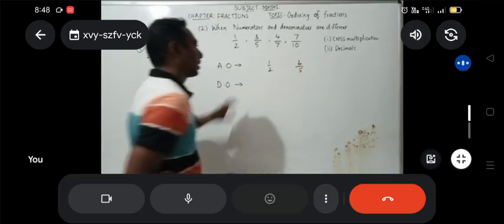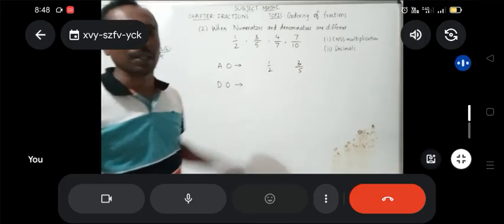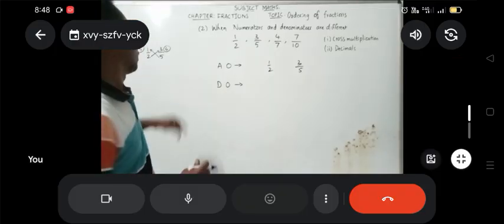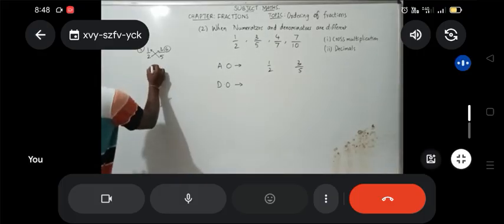3 by 5. Because I have left some space in between, any of these two fractions may come in between. I don't know. Now, let me compare 3 by 5 and 4 by 7.